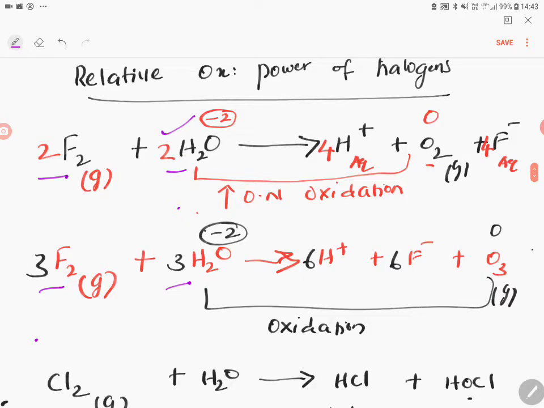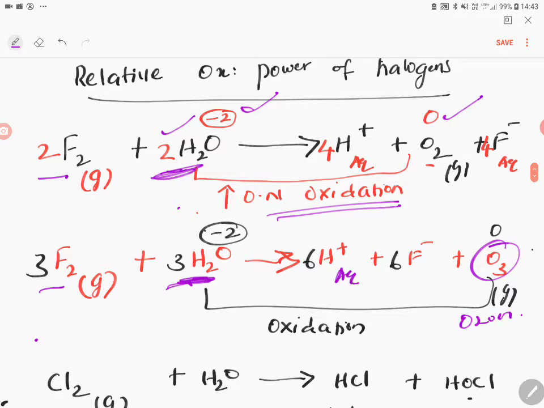Here the oxidation number of oxygen increases from -2 to 0, therefore it is oxidation. Fluorine also oxidizes water relatively when a large amount of water molecules are used. It is oxidizing H2O to ozone with the production of H plus and F minus.